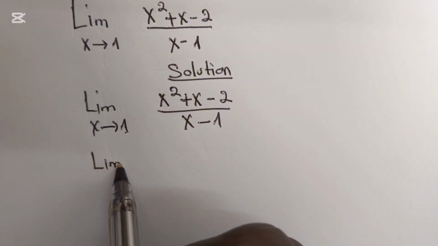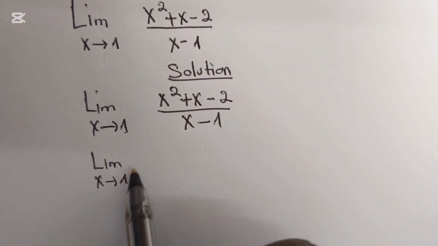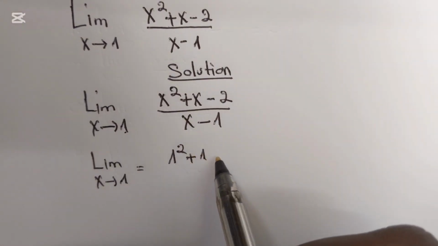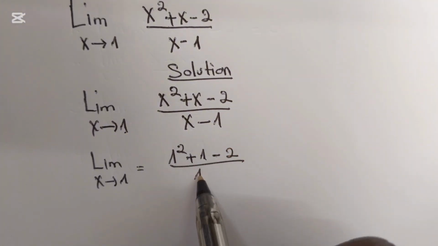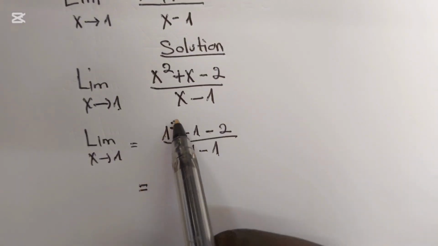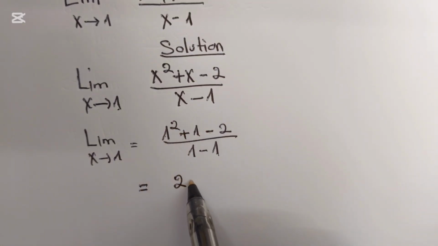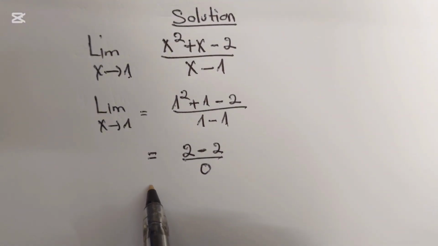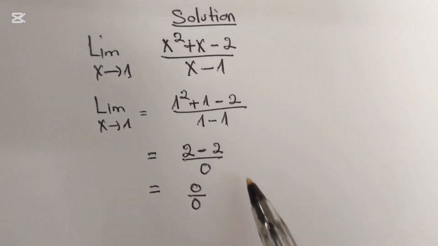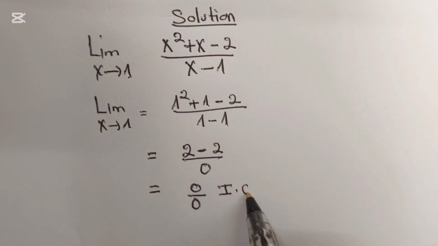Limit as x approaches 1 equals 1 squared plus 1 minus 2 over 1 minus 1, equal to 1 squared is equal to 1, plus 1 is equal to 2, minus 2 over 0. This is equal to 0 over 0. This means that this is an indeterminate case.